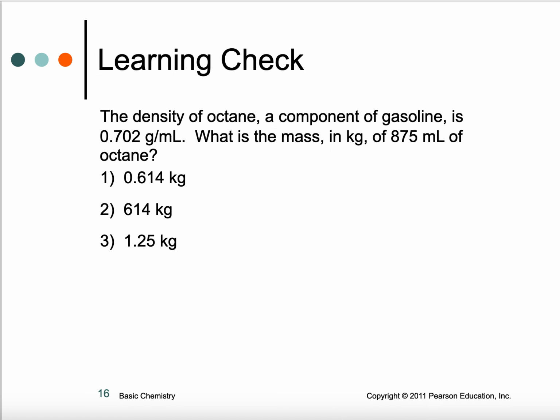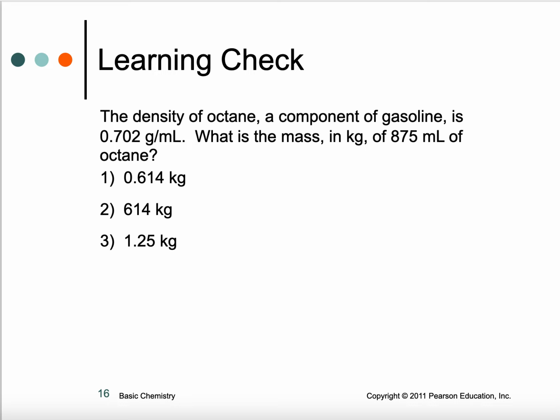Density of octane is 0.702. What's its mass of 875 mils? Okay, so you would say X kilograms divided by 875 mils equals 0.702 grams. There's a trick there. I don't have kilograms and kilograms. I have grams on one side and kilograms on another. That means I would have to do it in grams first and then convert to kilograms. I'd have to say mass in grams over 875 mils equals 0.702.